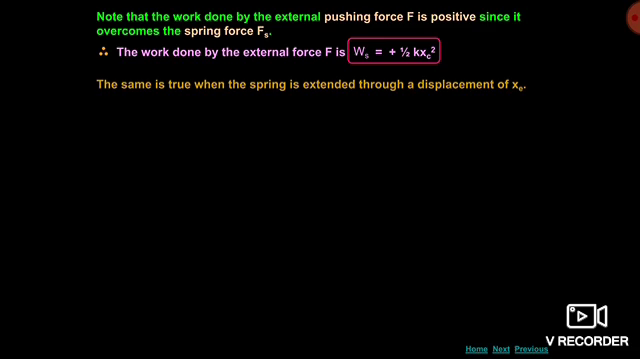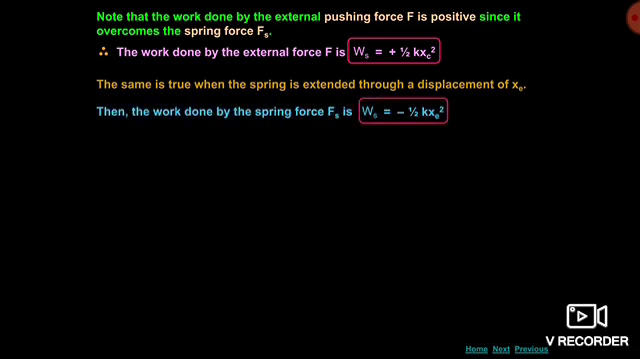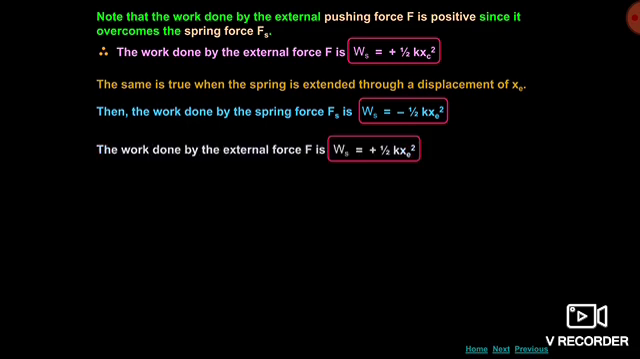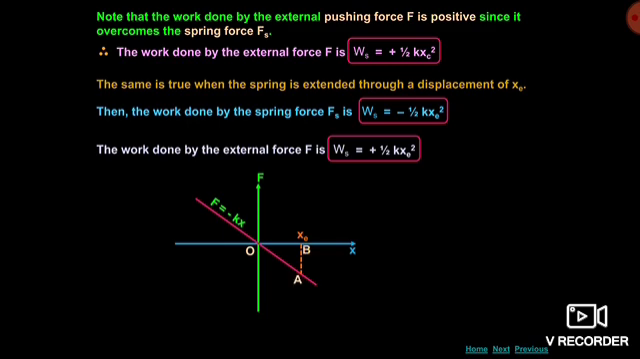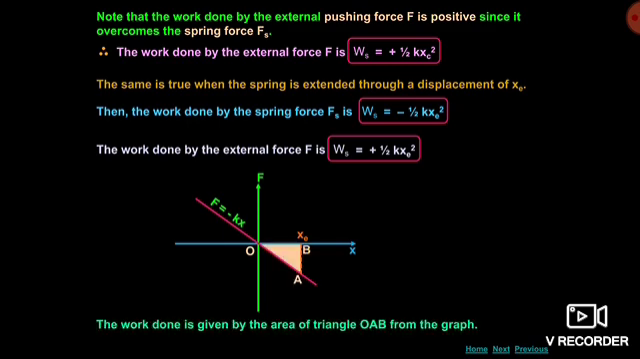The same is true when the spring is extended through a displacement xc. When it is going beyond, then again the work done will be the same, half of kx square c, because we have taken the next position. The work done by the external force will be half of kx square c. If we plot the graph, we get this kind of relation. The work done is given by the area of triangle OAB from the graph.